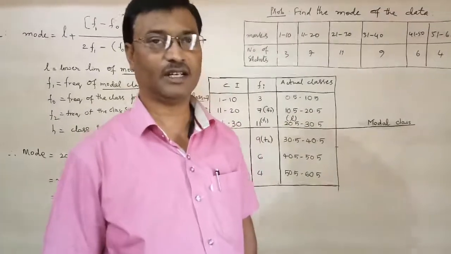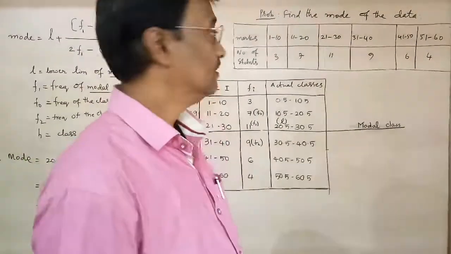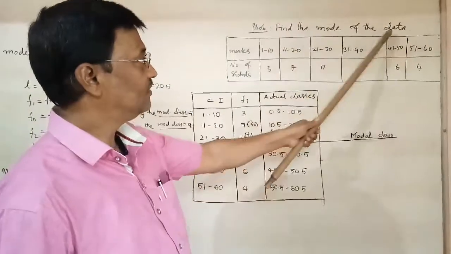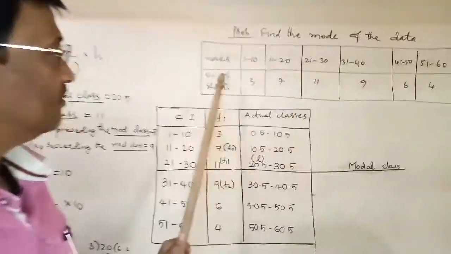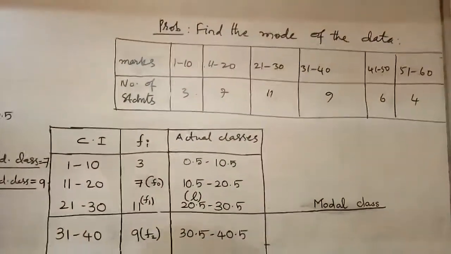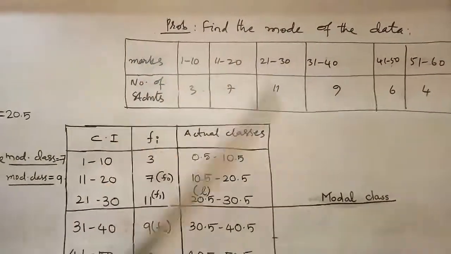Let us solve another problem on mode. Find the mode of the given data. Marks are given as class intervals, and the number of students is given as frequency.